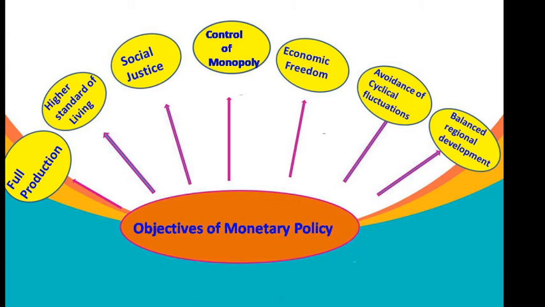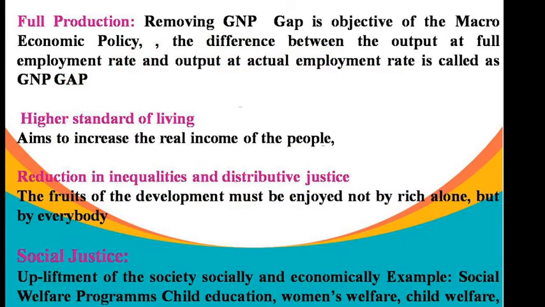The first objective is full production. Full production means underutilization of manpower, or the manpower gap, measures the GNP gap. Removing the GNP gap is the objective of macroeconomic policy. Here, what is the GNP gap? This is the difference between the output at the full employment rate and the output at the actual employment rate. That is the GNP gap.